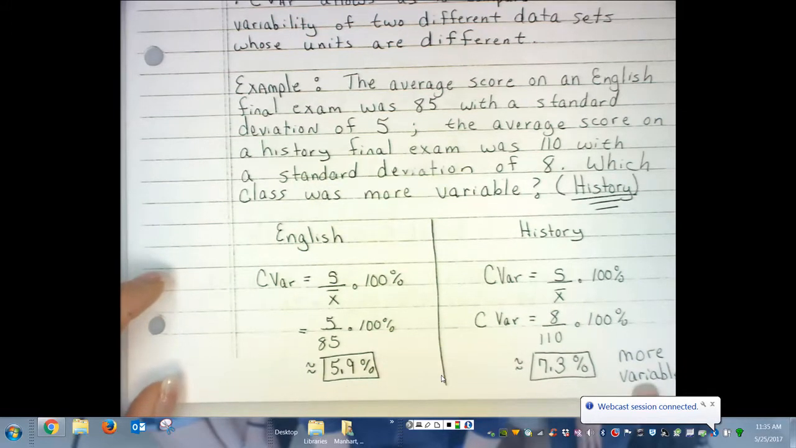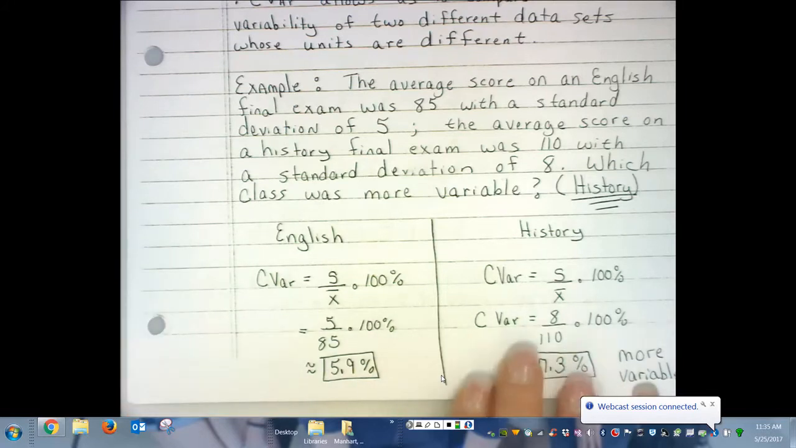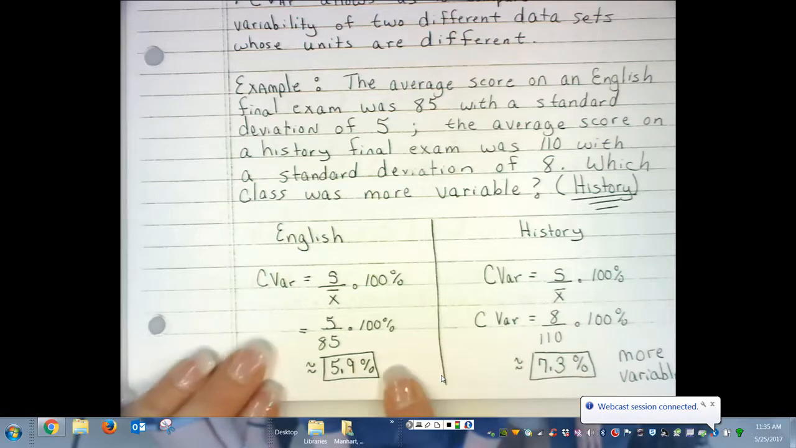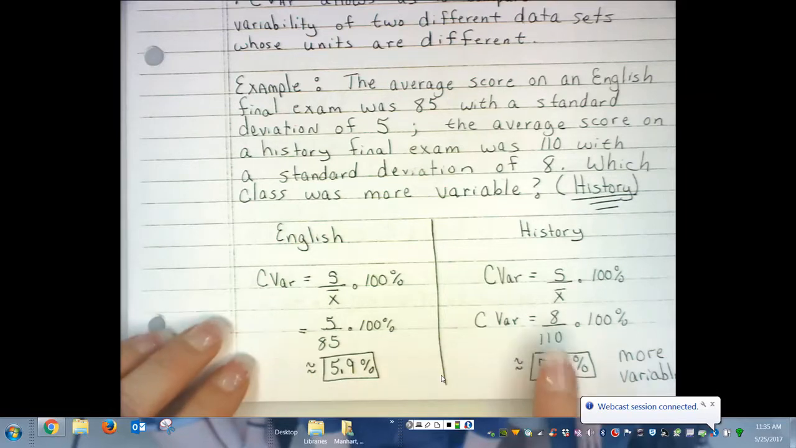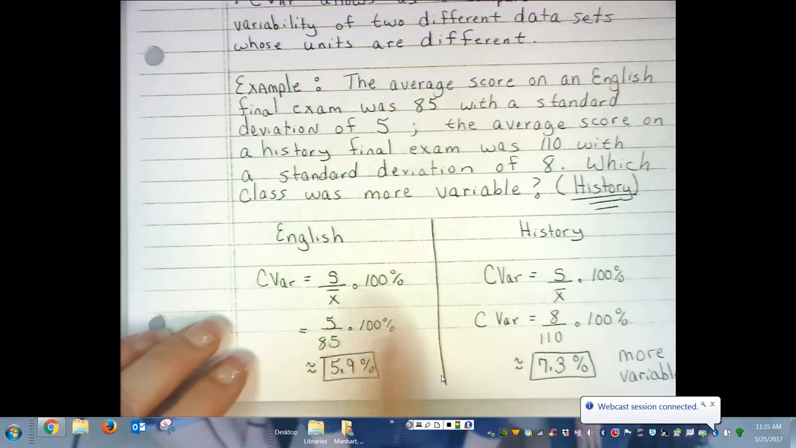When I say more variable, I'm talking about the history exam scores within the history class. Whatever their class average happens to be, those history exam scores are more variable with respect to their class average than the English class scores with respect to the English class average. So more variability with their scores about their average, less variability with their scores about their average.